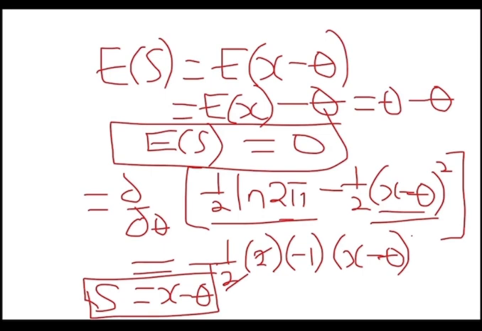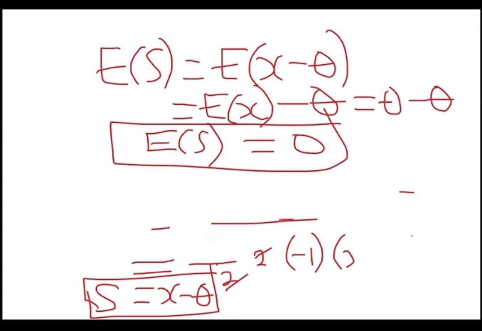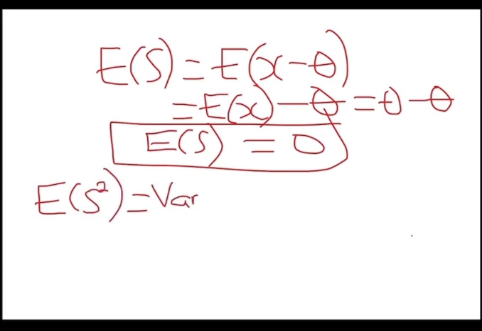Now that I've already found the expectation of a score function equal to 0, can I also find the Fisher information? I actually want to know the amount of information in the data that the data carries about the parameter of interest. So I actually want to do expectation of s squared, which is also the variance of s, which is the same thing as Fisher information.